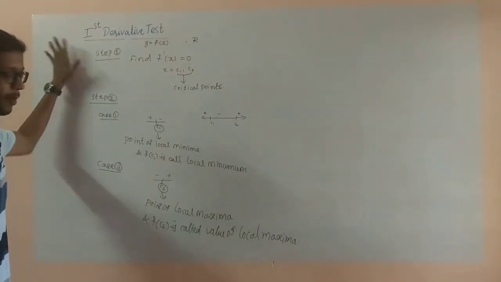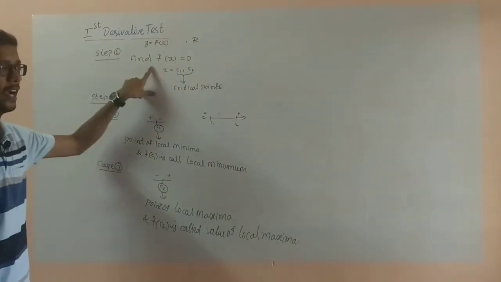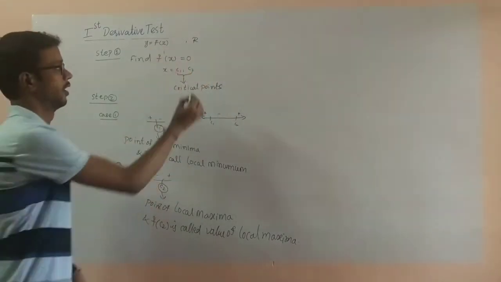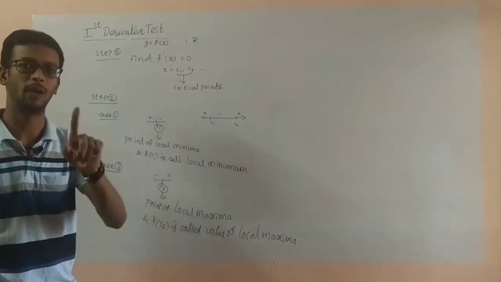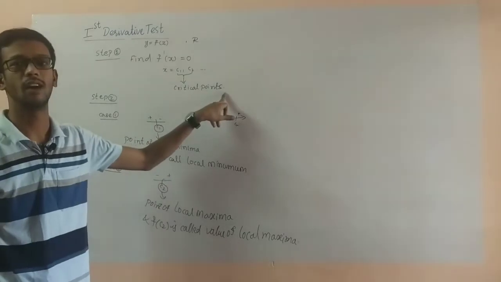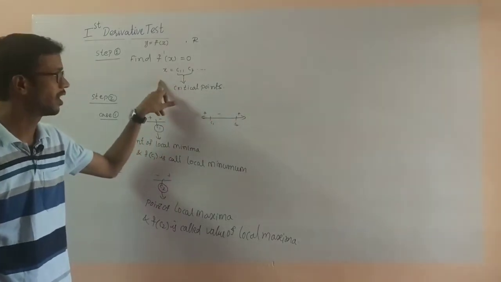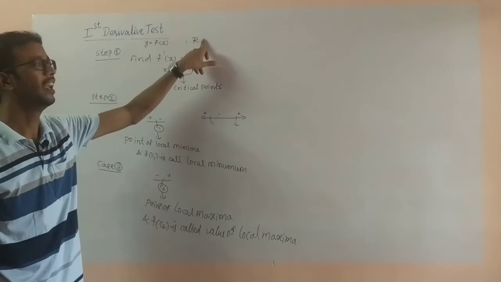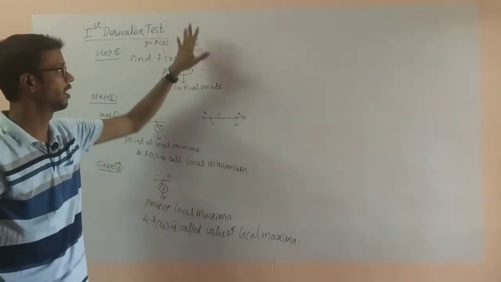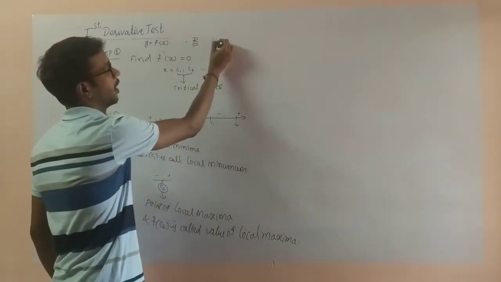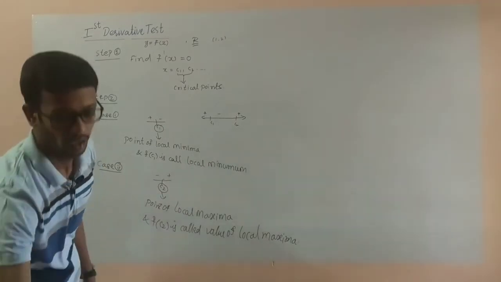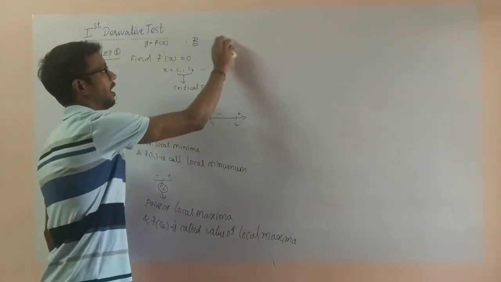Step 1, again repeating here. Find f dash of x equal to 0. You may get one point, two points, or three points. Those points are called critical points. Plot those critical points on the interval. Here the interval is the real numbers, so I am taking the real line. For example, if one more interval, 1 to 2, is given, we have to take that and plot the critical points in that line.